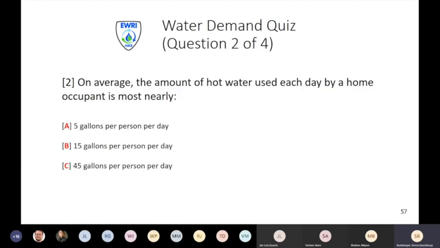Question 2 comes from Jim Lutz's presentation on hot water use. So on average, the amount of hot water used each day by a home occupant is most nearly, and we have 3 possibilities: A is 5 gallons per person per day, B is 15 gallons per person per day, and C is 45 gallons per person per day. One of those is the single best answer, A, B, or C. So please make your choice, and then we'll move on to the third question.